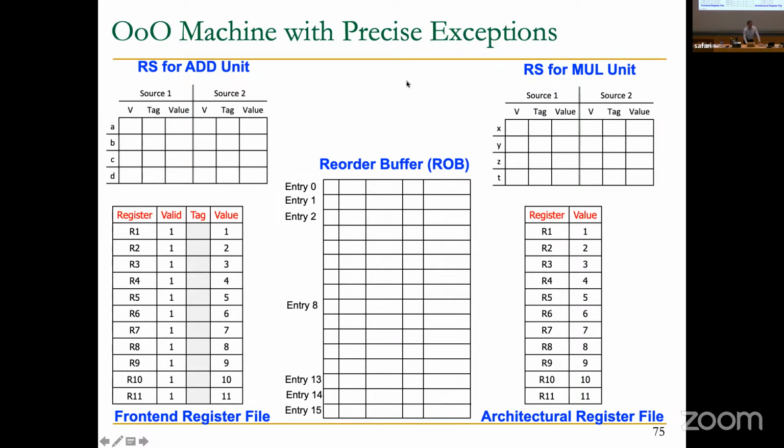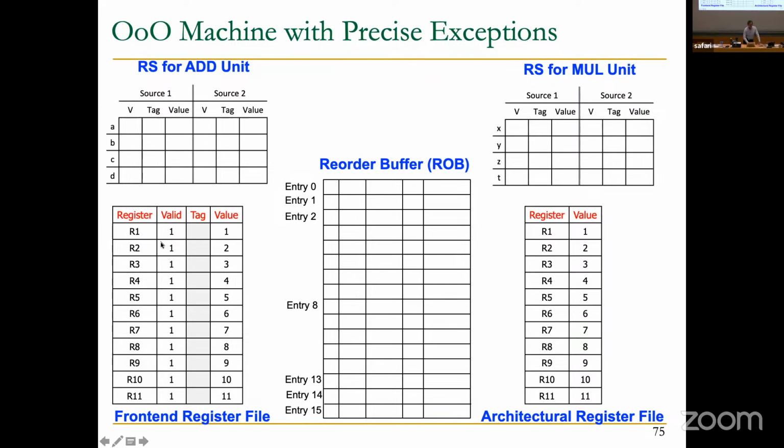You need to have reservation stations for scheduling. You need to have a front-end register file for renaming. You need to have a reorder buffer to update the architectural register state in program order. And you need to have an architectural register file to keep the architectural register values. Again, to make sure that we're on the same page, the architectural register file is architectural state. It's updated when the oldest instruction retires.